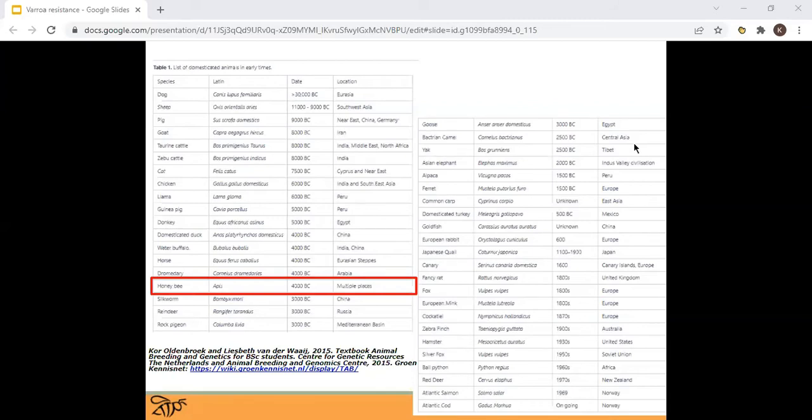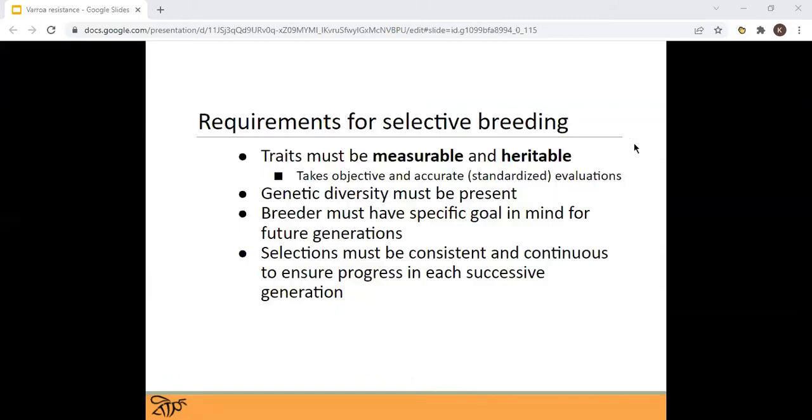When we talk about formal breeding programs, they were first established for the more economically significant livestock. Sheep and horses, especially cattle, those were all quite early. And now, of course, breeding programs exist for just about everything. That being said, you can't just breed out of nowhere. There are some specific requirements that you need to have in place for successful selective breeding.